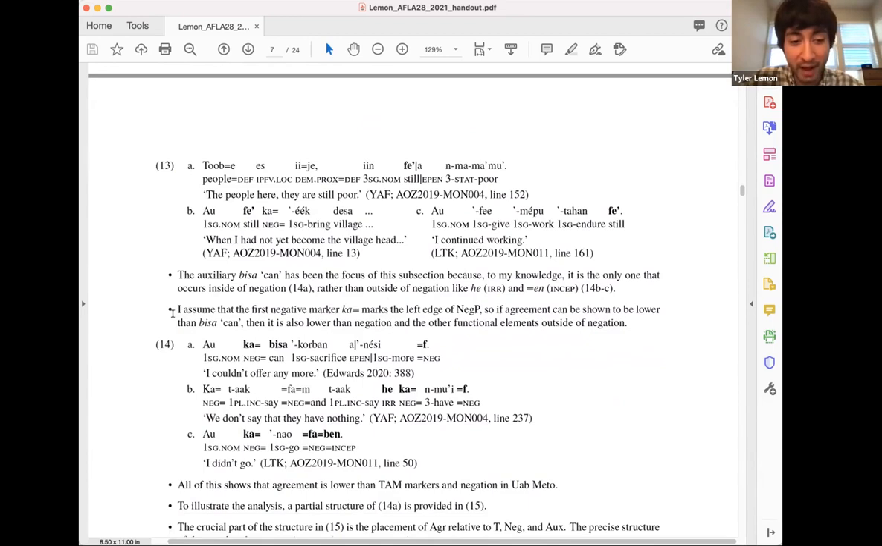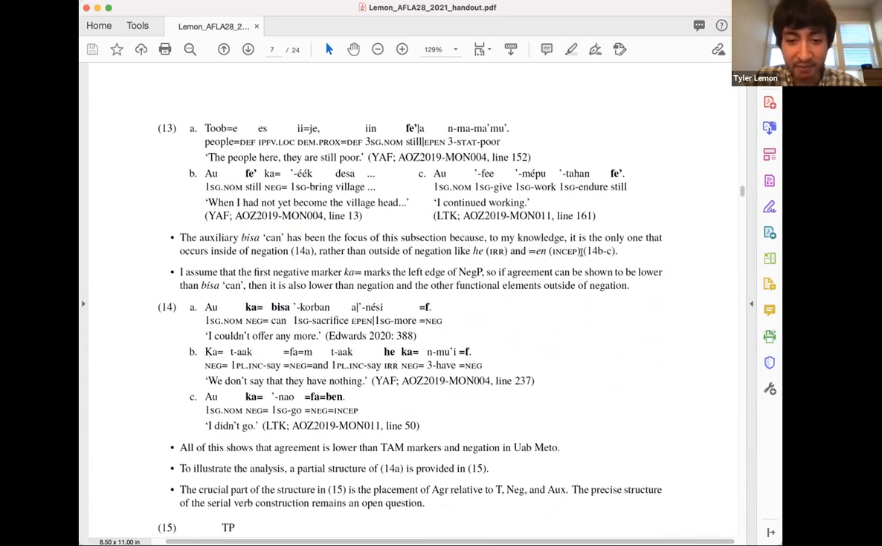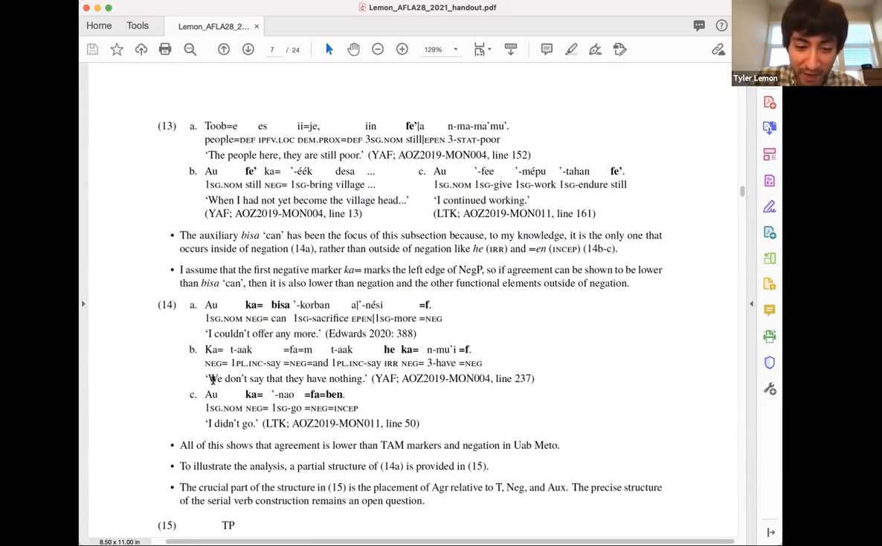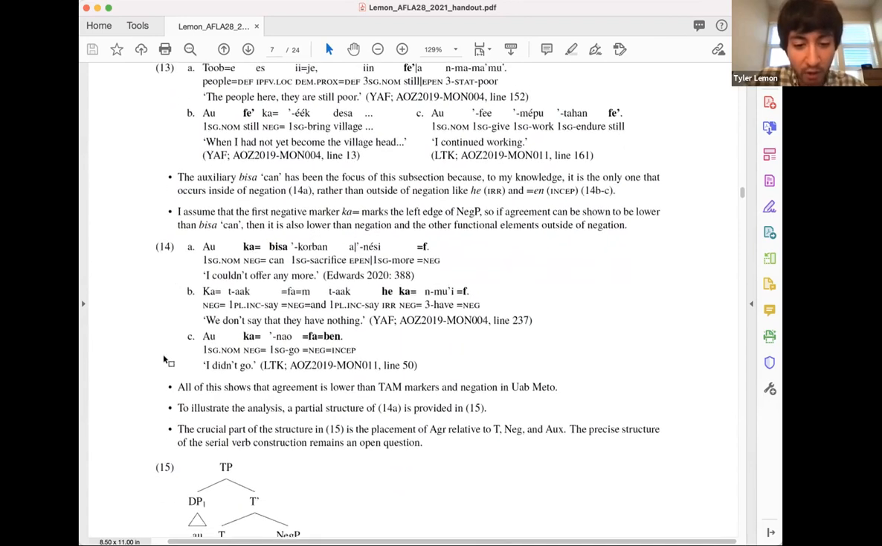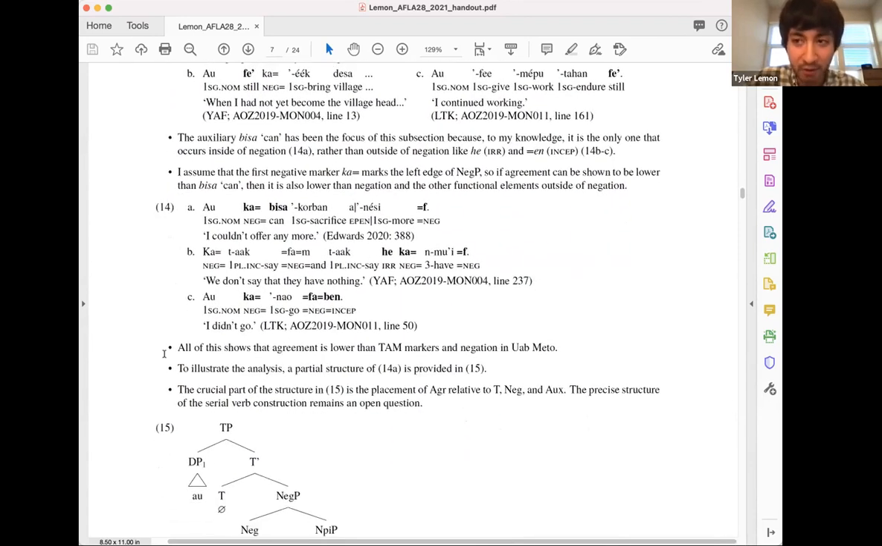So you might be wondering, okay, why am I focusing on bisa? Well, the reason for this is, to my knowledge, it's the only auxiliary that occurs inside of negation rather than outside of negation, like he and inceptive n, for example. So "ka bisa korban nesif, but he kan mu'if," we don't say "they have nothing," or "how kat now faben," where the inceptive occurs to the outside of the right edge of negation. So all of this shows that agreement is lower than TAM markers and negation in Uab Meto.